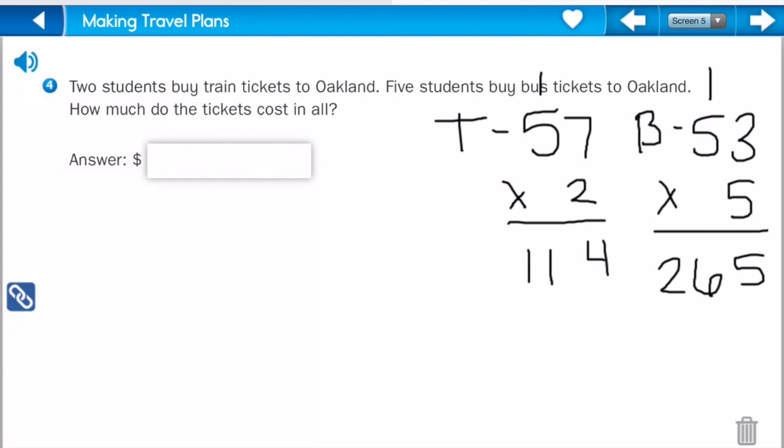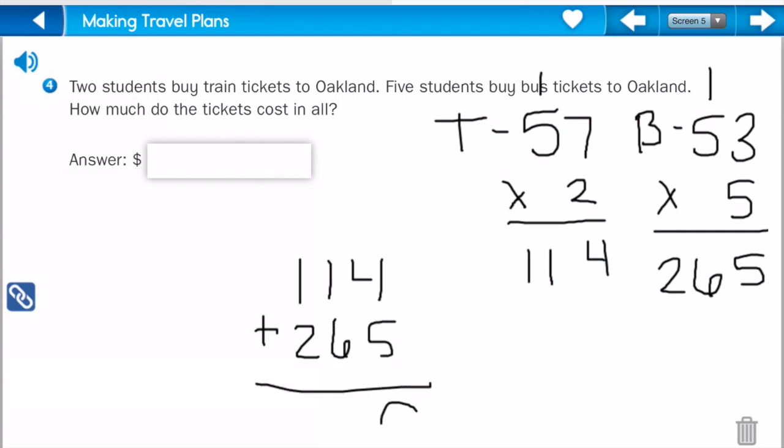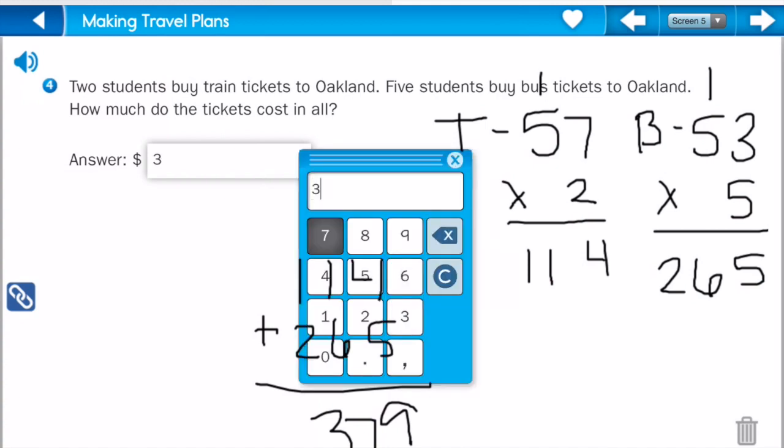So, let's add. 1, 1, 4, plus 2, 6, 5, 9, 7, 3. So in total, it costs us $3.79.